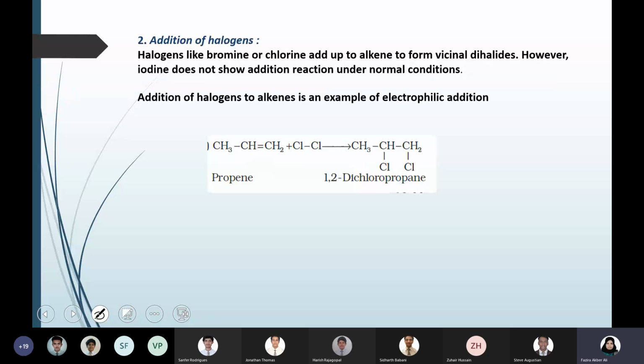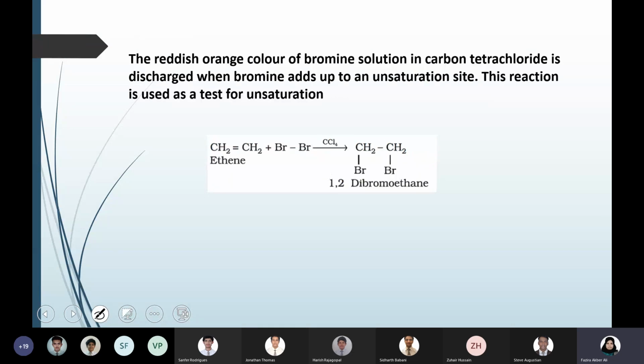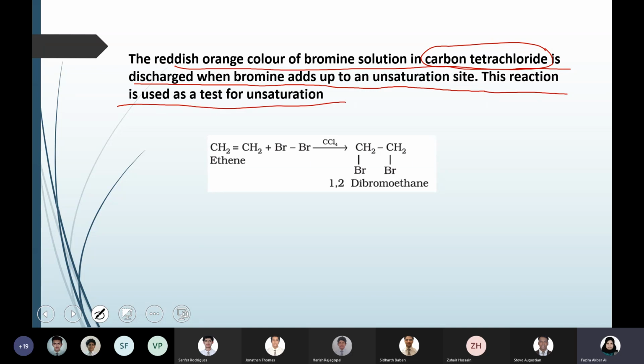So for addition of halogens, whether it's chlorine, bromine or iodine, you will get the same type of product. But the reaction with bromine has another important feature, because of the reddish orange color of the bromine solution in carbon tetrachloride, which is the solvent. The reddish orange color of the bromine is discharged when bromine adds to an unsaturated site. This is why this is used as a test for unsaturation.